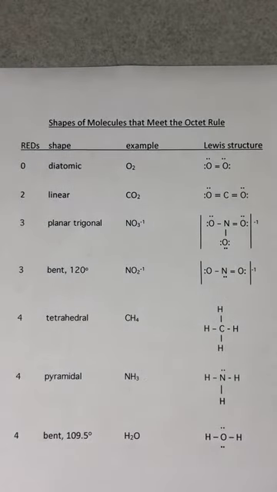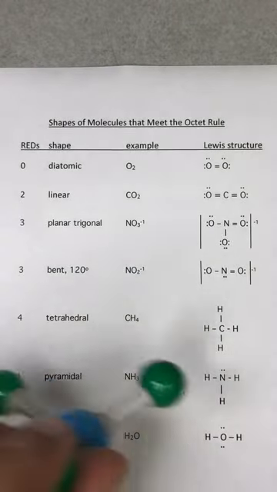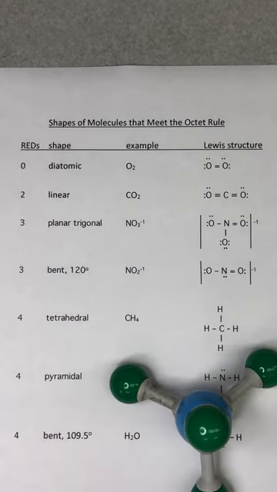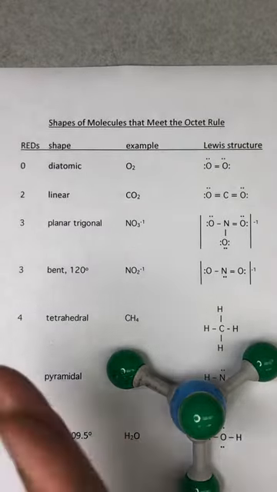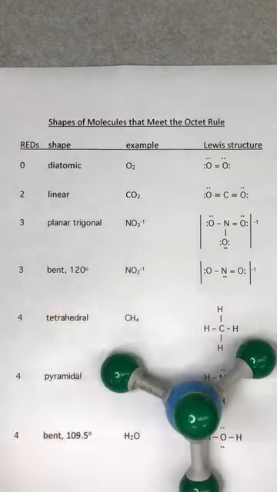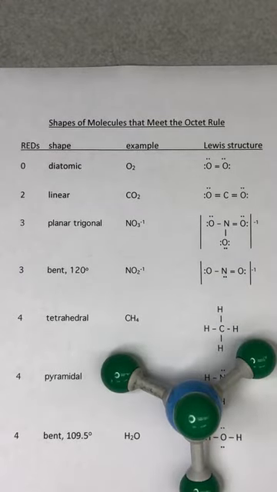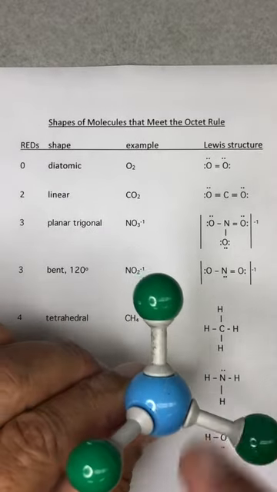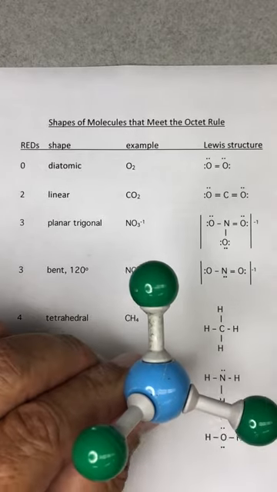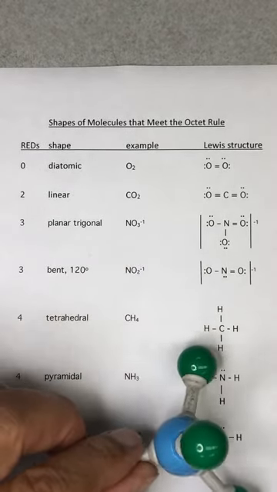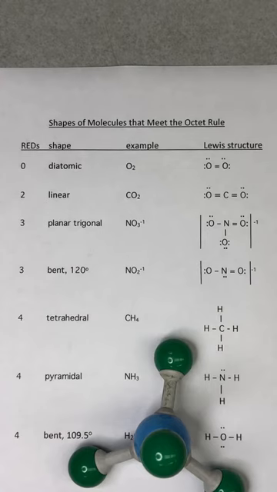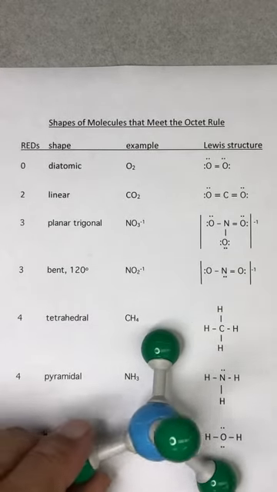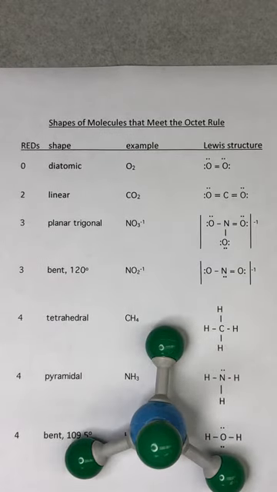And then, finally, we have four regions of electron density, which is a tetrahedral shape. Tetrahedral means that there's four sides. So here's the one side on the bottom, 2, 3, and 4 sides. And as it turns out, the bond angles in a perfect tetrahedron are 109.5 degrees. So you can see this is greater than 90 degrees. And so an example here would be methane. So I have four regions of electron density.